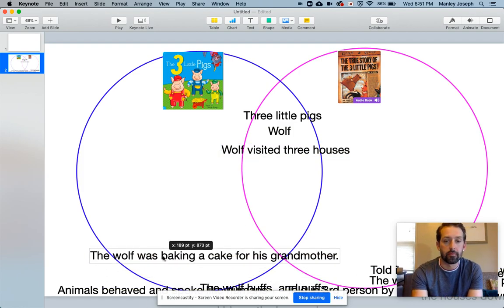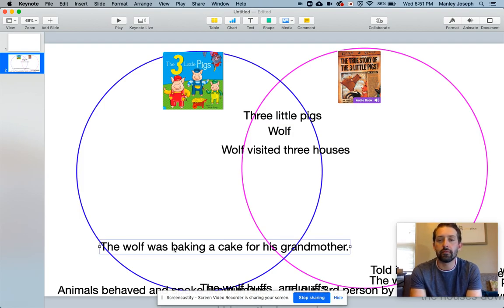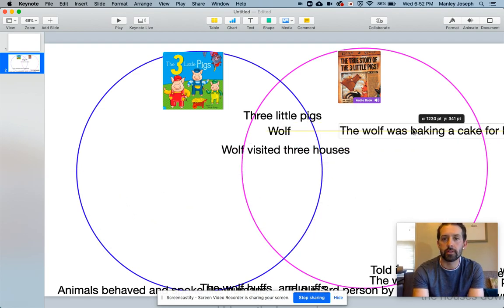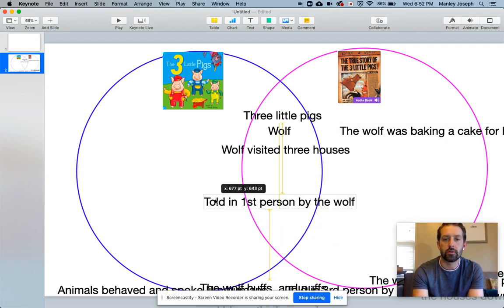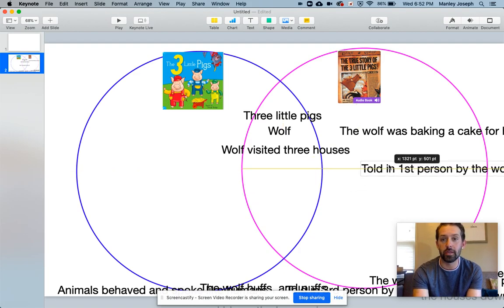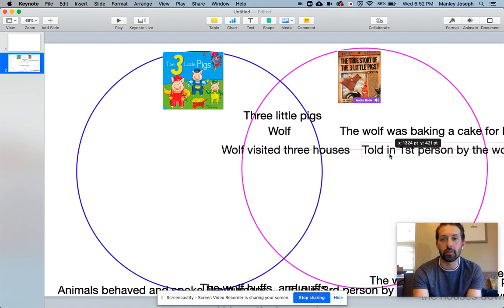What about this one? The wolf was baking a cake for his grandmother. Yeah, that wasn't happening in the classic version. That was part of the fractured fairy tale by Jon Scieszka. What about this one, told in first person by the wolf? That means that when you read the story, you're hearing the story told by the wolf. That's the first person, and that would also be part of the true story of the Three Little Pigs.